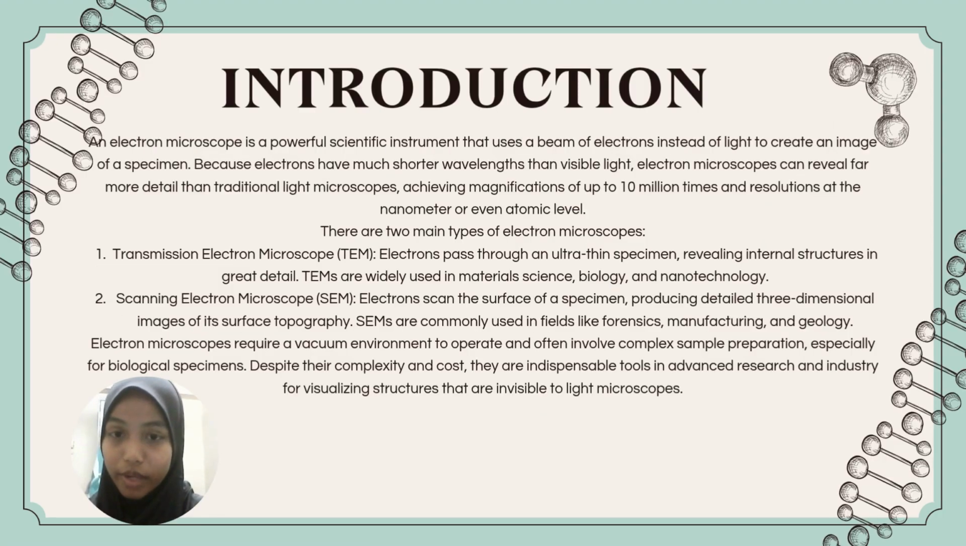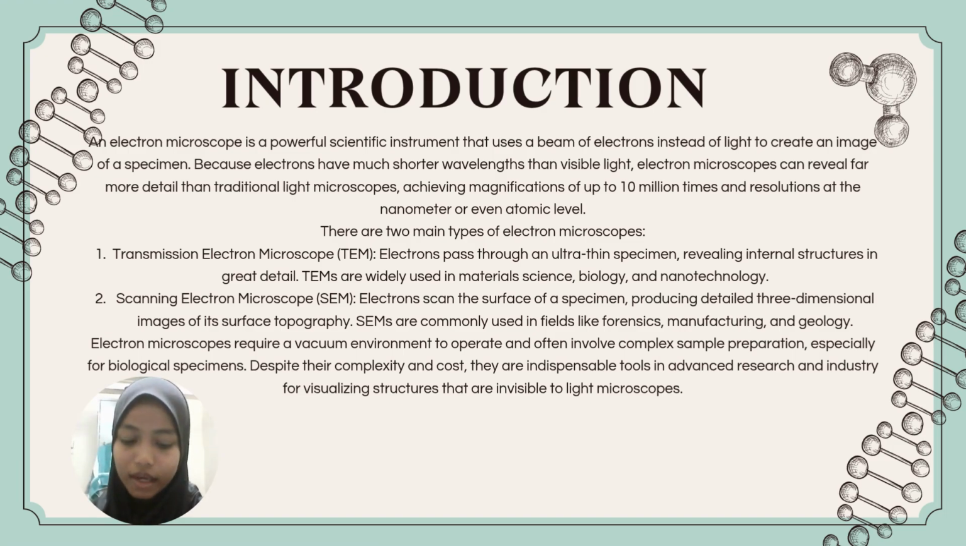Introduction of electron microscope. An electron microscope is a powerful scientific instrument that uses a beam of electrons instead of light to create an image of a specimen. Because electrons have a much shorter wavelength than visible light, an electron microscope can reveal far more detail than a traditional light microscope, having magnification of up to 10 million times, with resolution at the nanometer or even atomic level.